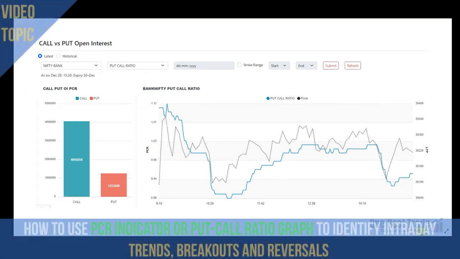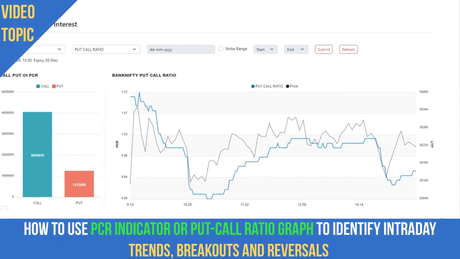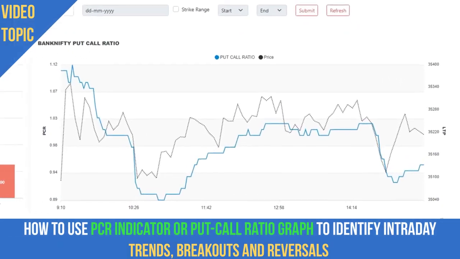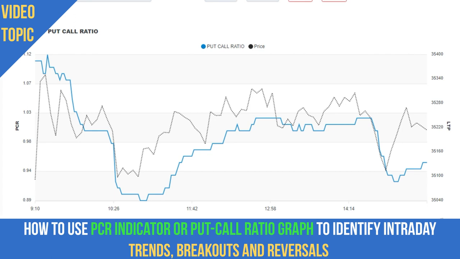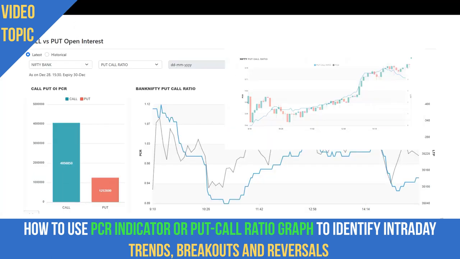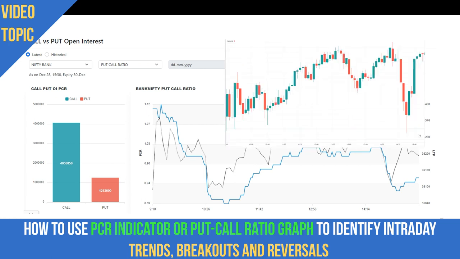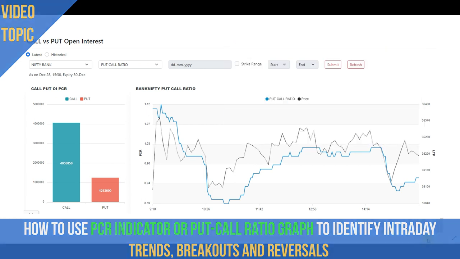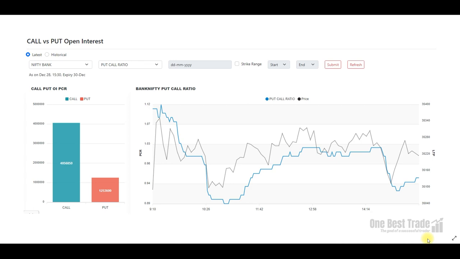In this video, I'm going to explain how to use one of the most powerful indicators, the PCR indicator, to identify Nifty and Bank Nifty intraday trend and also potential breakouts, breakdowns and reversals. With examples, I'm going to explain in this video. Before getting into examples, let me tell you, friends, why this is such a powerful indicator.